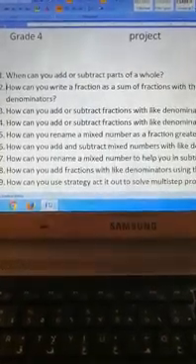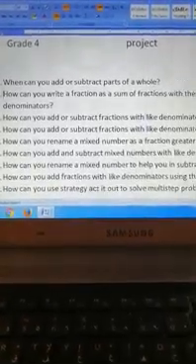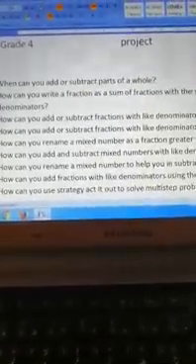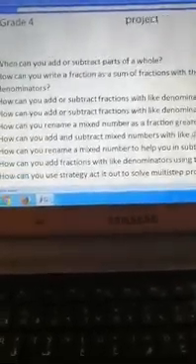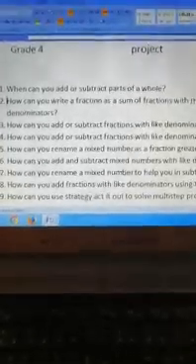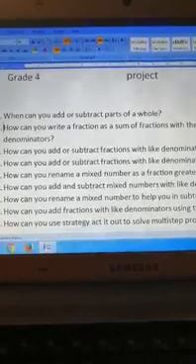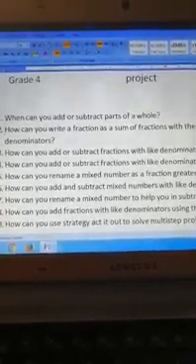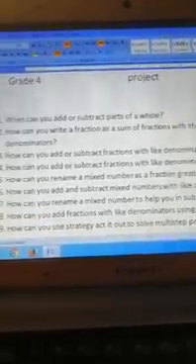The first one is about how to add 2 mixed numbers, and the second one is about how to subtract them. Question number 7, how can you rename a mixed number to help you in subtraction? Okay, you know that there is a case when the second fraction is less than the first one. You must borrow 1 from the whole number and start to answer this problem. So rename the first fraction to answer this question.